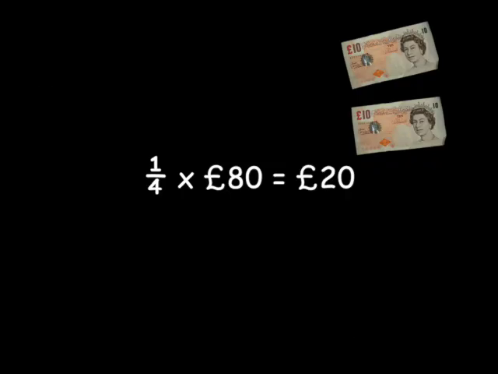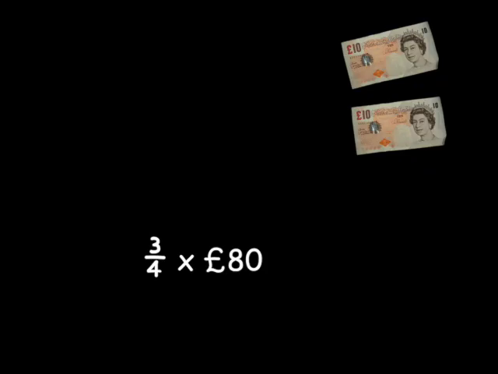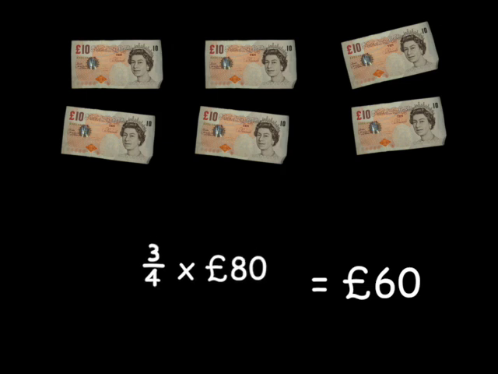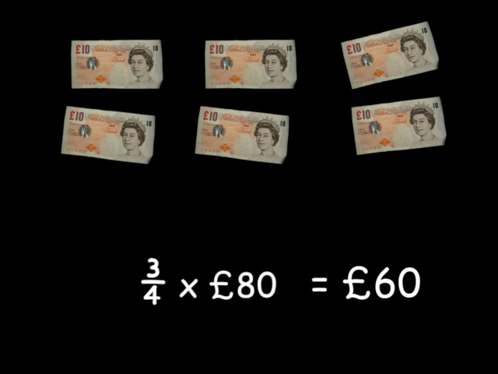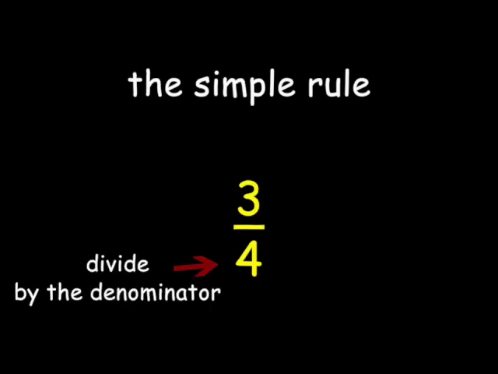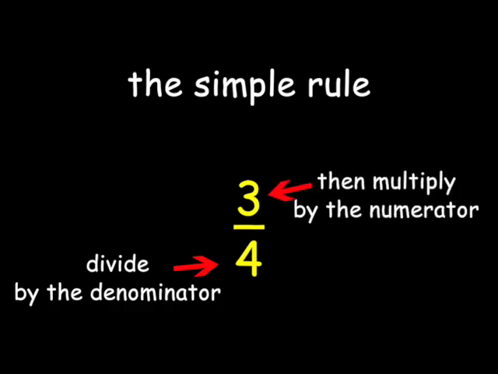£20 is a quarter of £80. The top number, 3, tells you how many of these quarters you're choosing. 3 times £20 is £60. So 3/4 of £80 is £60. The simple rule is to divide by the number at the bottom of the fraction, the denominator, and then multiply the answer by the number at the top of the fraction, the numerator.